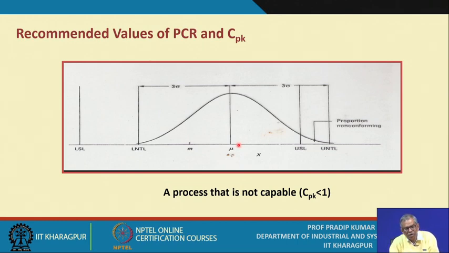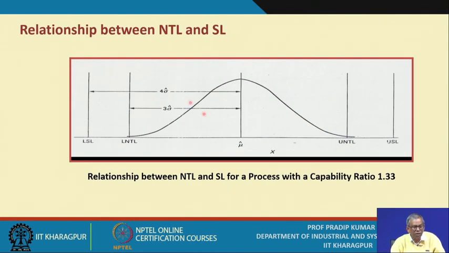So, but till now, by looking at this diagram, you will find that there is a significant difference between m and mu. So, whenever the process is not centered, there is a high probability that the process may be considered as incapable. Okay. The probability that the CPK is less than 1 will be very, very high.